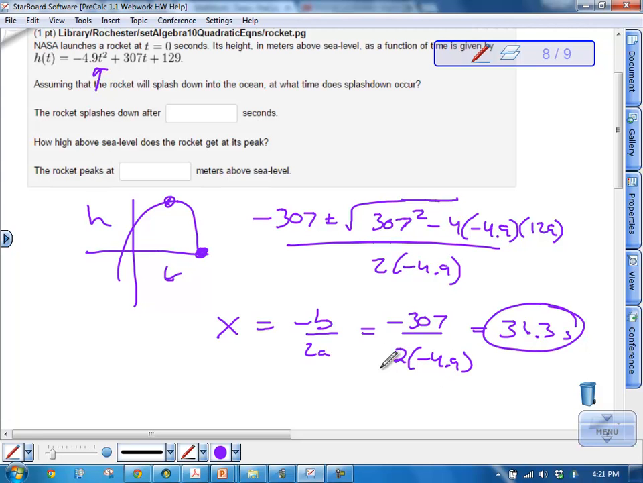For my height, I got about 4,937.62. And that's in meters.